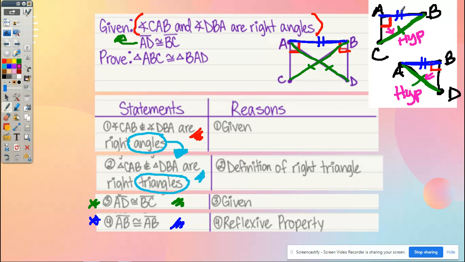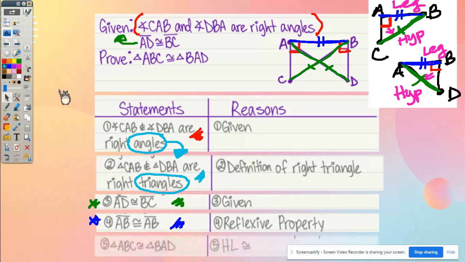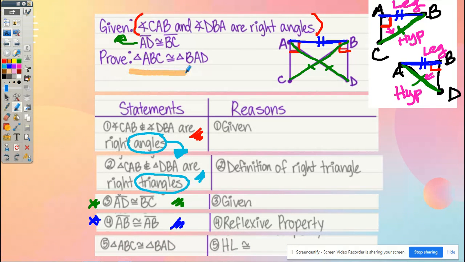Then I can safely say that AB is just a random leg, because this would also be a leg. But line AB, the leg right there, happens to also match directly to the leg in this one because of the reflexive property. So you see that using HL, you can prove that these two triangles are congruent because I determined that it was a right triangle. So once you determine it's a right triangle, HL is a possibility. You don't always have to use SSS, SAS, ASA, AAS.